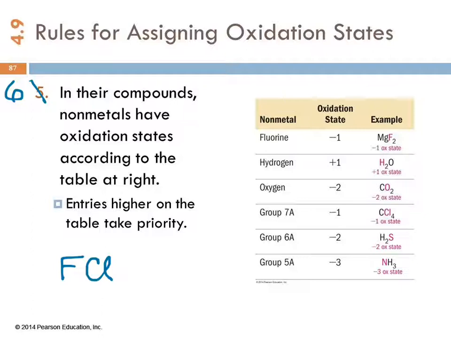If you just look at what charge these elements would have if they formed ions, this would be -1 and that would be -1. But that's not going to work because this is a neutral molecule and the oxidation states have to add up to 0. So how do we decide who gets the -1? The other one's going to have to be +1. It's this list. Fluorine, hydrogen, oxygen, and then 7, 6, 5. Okay, so you have to find a way to remember that.